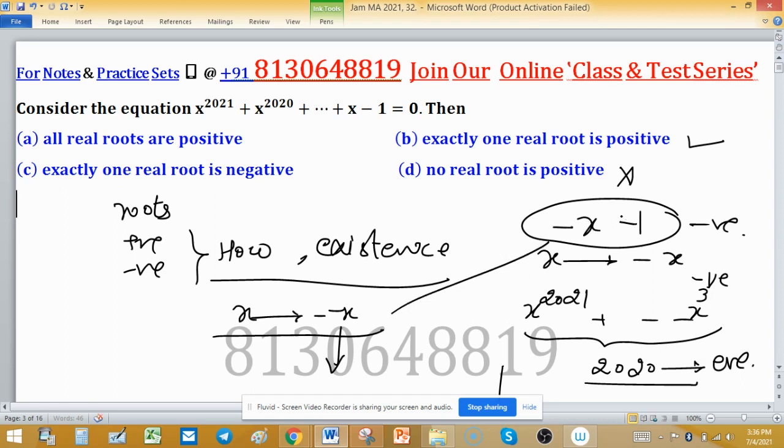So we can see that exactly no real root is negative. So this option is false. All means only and only one real root exists, and this is positive, meaning all real roots are positive. So option A is also true.